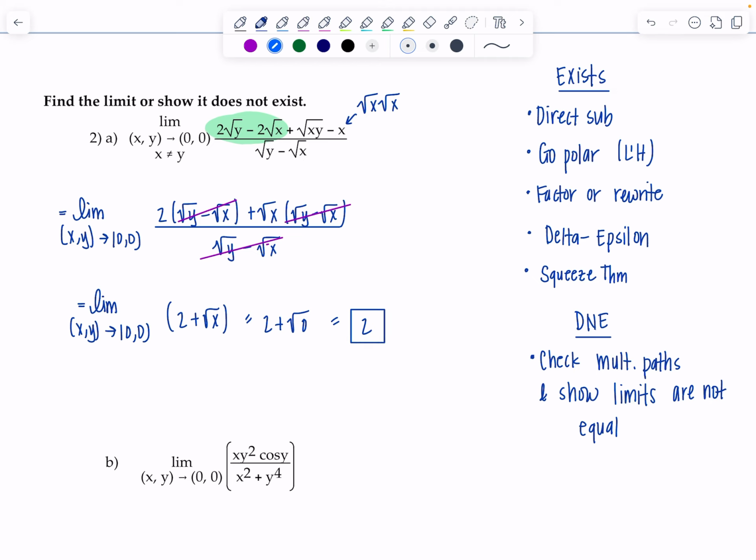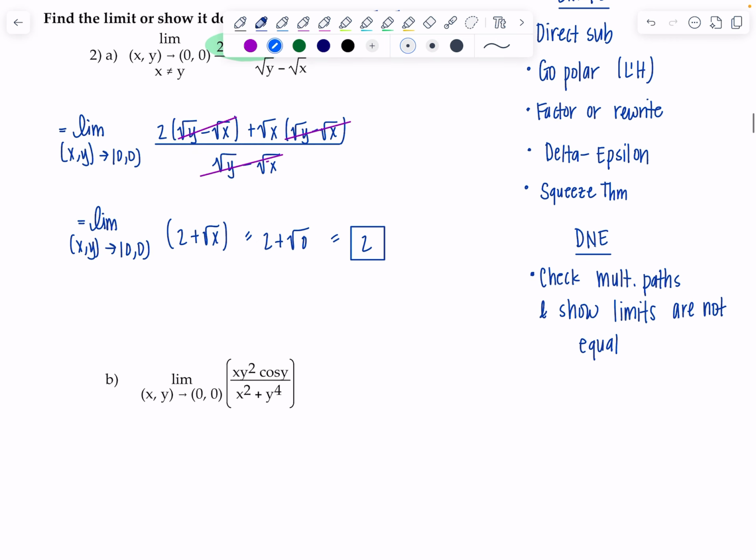Okay, that one's done. Let's look at the next example. So we have here the limit as x, y approaches 0, 0 of x y squared cosine y over x squared plus y to the 4th. So if we try direct substitution, we'll get 0 over 0. We can try going polar. I'm not optimistic. Let's talk about that later. Factoring and rewriting, no. Delta epsilon, I'd rather not, and I made it optional anyways. We could try squeeze theorem, but if you do, you will fail.